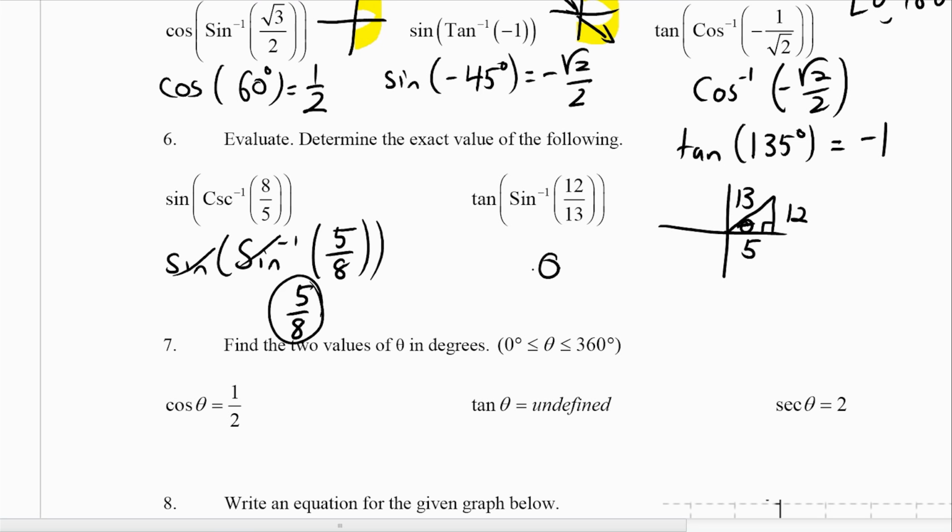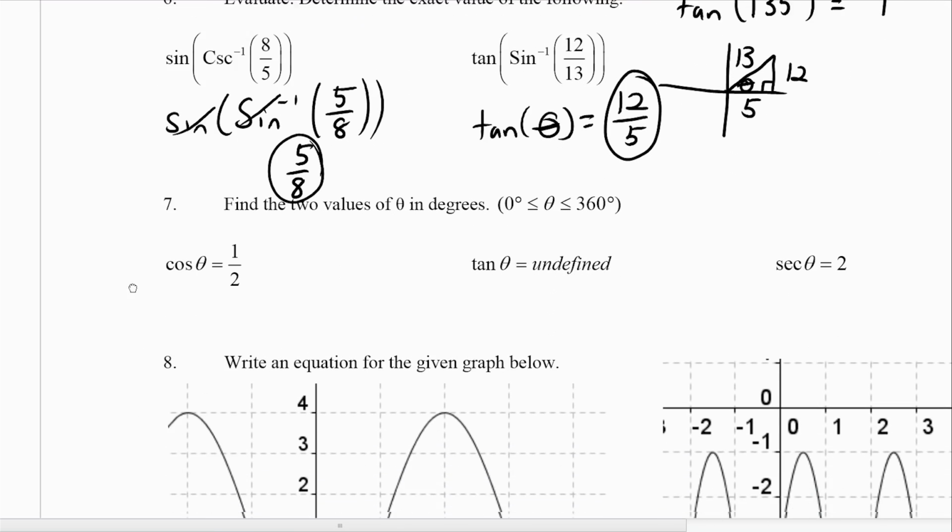So I'm going to write theta and use that triangle as a reference to figure out what the tangent of theta is for this triangle. Using that triangle, tangent is going to be 12 over 5. And that's it, you're done. You don't need to figure out the actual angle measurement for this problem. It's just needed to get a value at the end.